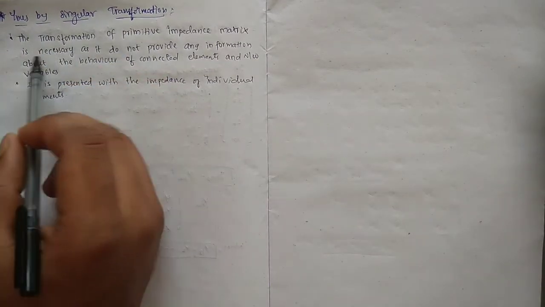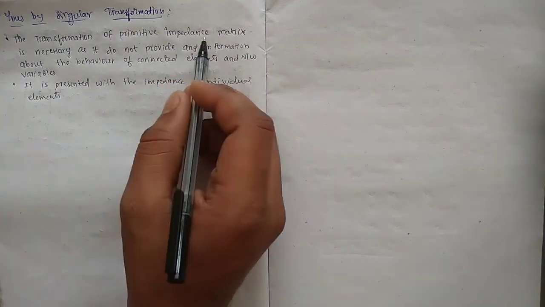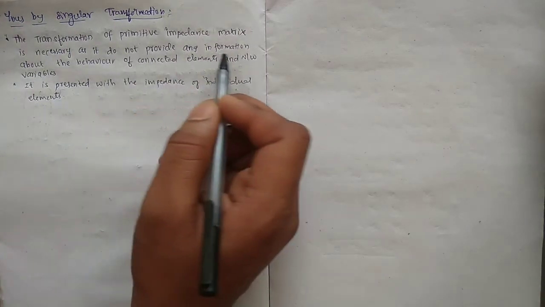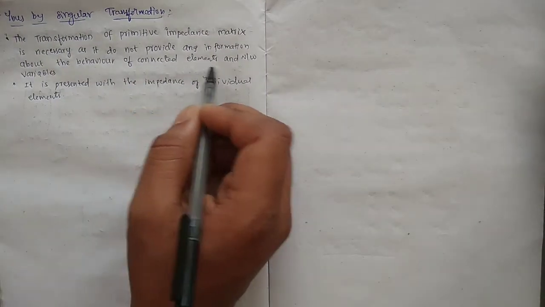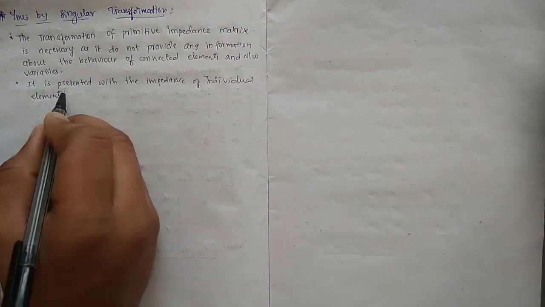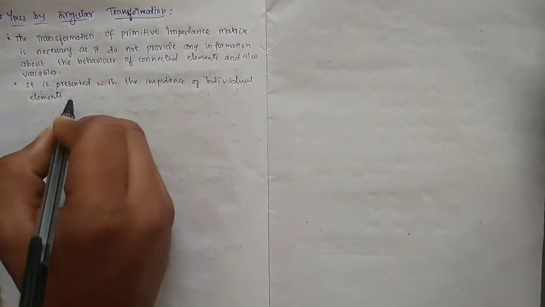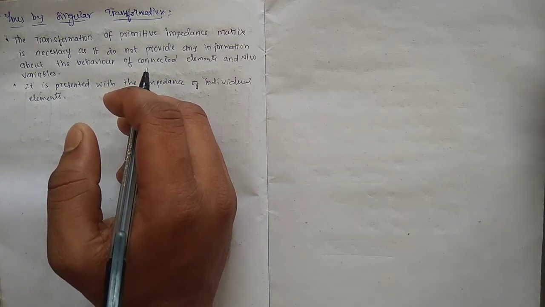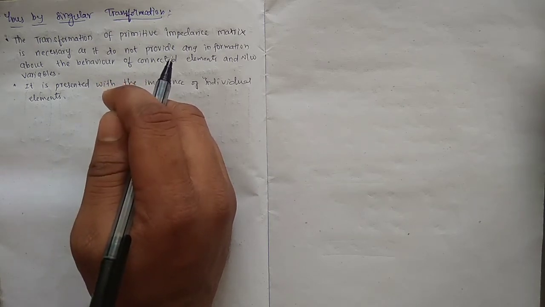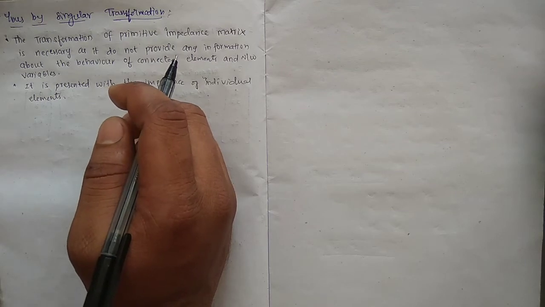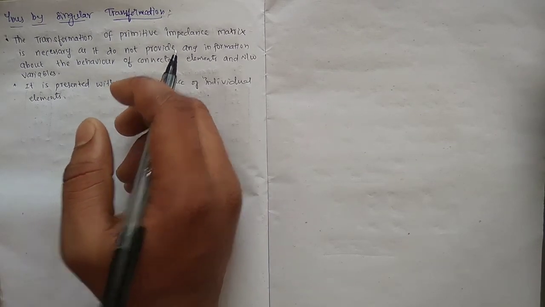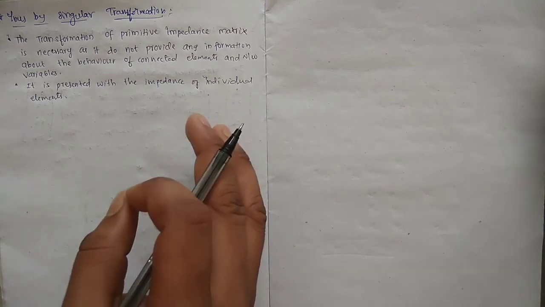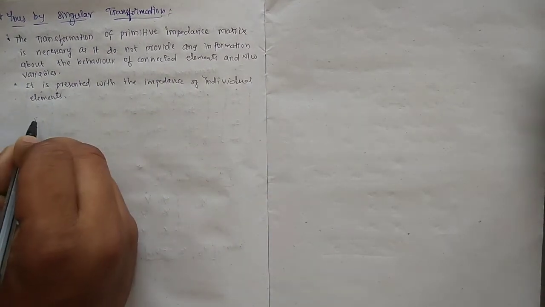Ybus by singular transformation method. The transformation of the primitive impedance matrix is necessary as it does not provide any information about the behavior of connected elements and the network variables. It is presented with the impedance of individual elements. It means that in the Ybus by singular transformation method, the primitive matrix will not give any information, but we have to do it for other complex solutions. It is used as an easy way to solve complex problems. Now let's see the derivation.